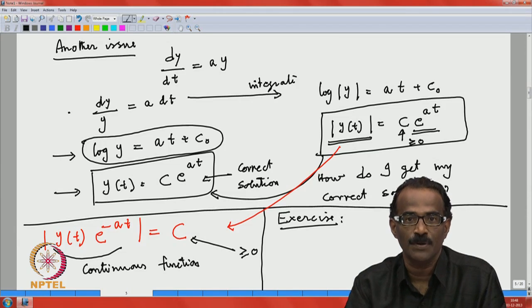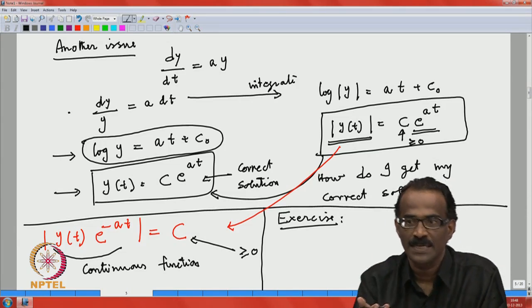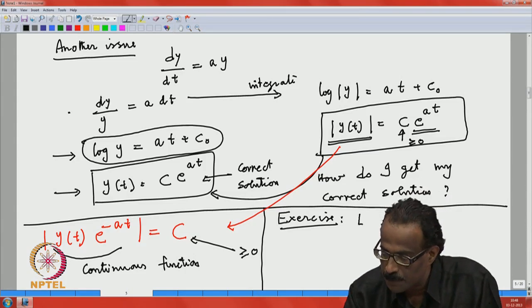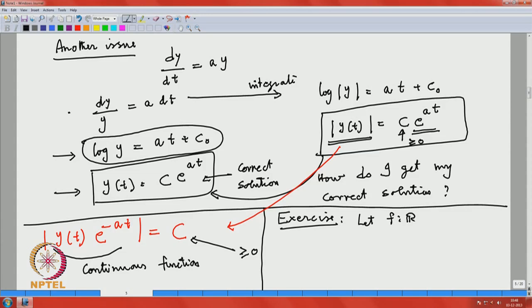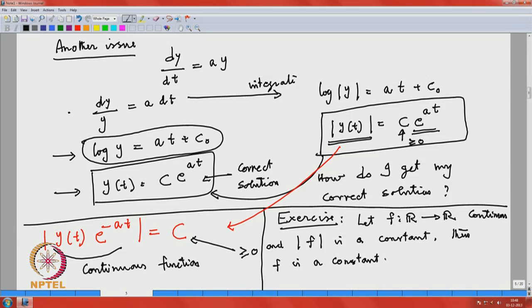We may present only one or two examples, but you try to get more and more examples. The example: let f from R to R be continuous and modulus of f is a constant. This is a very simple example. The moment you learn continuity, you will know this, but if you know it, you follow that. If modulus of f is a constant, then f itself is a constant. If you have a continuous function whose modulus is constant, then the function is a constant.